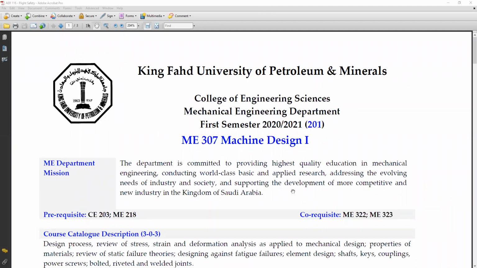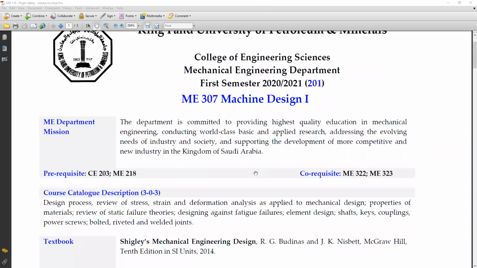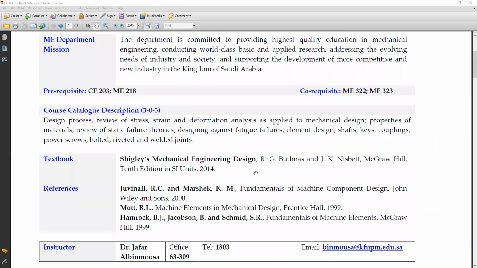We've been working as hard as possible to make this syllabus ready. However, it is not in the final form, and there are reasons for this, the COVID and the whole pandemic. So the description, let me go quickly over this. This is the catalog description of the course, okay?